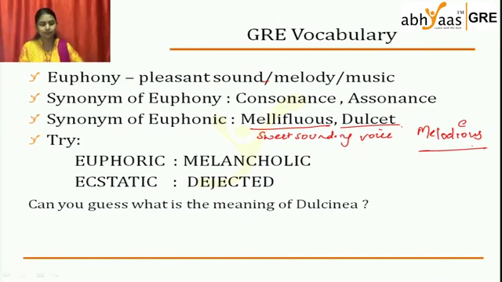Okay? Now you had the word euphoric earlier. What do you mean by euphoria? Pleasant state of mind. Euphoria is pleasant state of mind. Ecstasy, very, very happy. But I have two other words there, melancholy and dejected. What do you mean by melancholy?